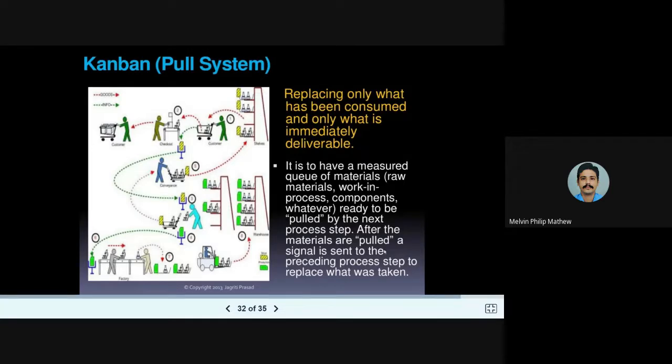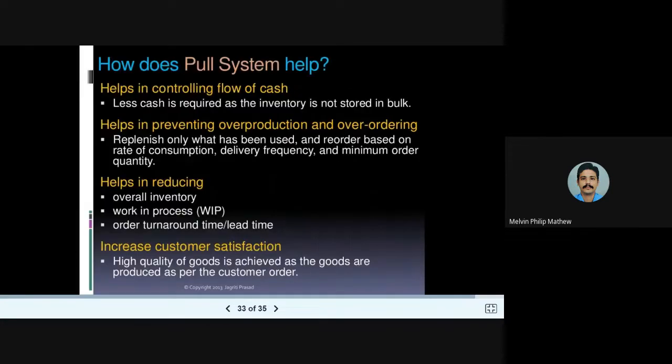After materials are pulled, a signal is sent to the preceding process step to replace what was taken. So if you take 50 units from the inventory, then those 50 units have to be replaced. And for that purpose only, the production will start. That is the basis for the pull system.